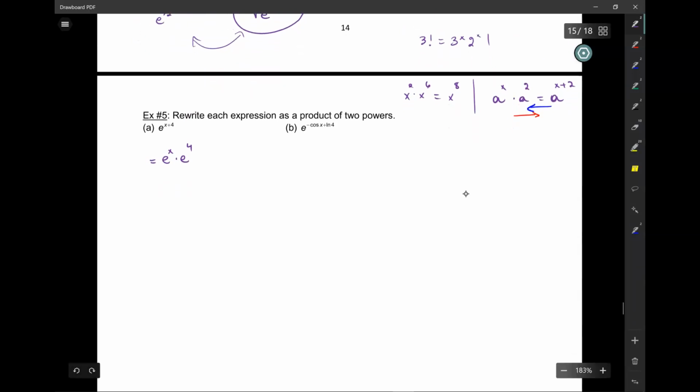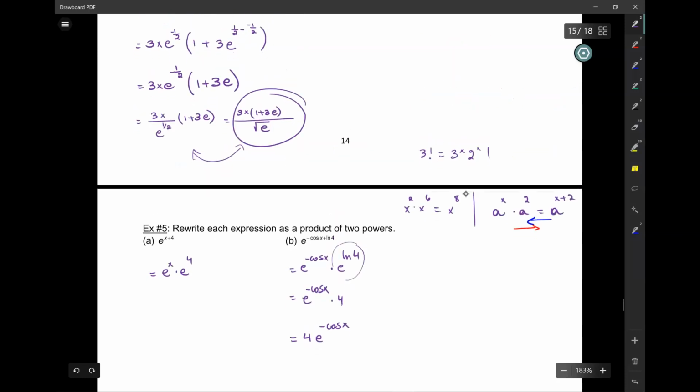Now here, I have e to the negative cosine x times e to the ln of 4. So, e to the negative cosine x is just e to the negative cosine x. But what's e to the ln of 4? Just 4. So this is just 4 e to the negative cosine x.